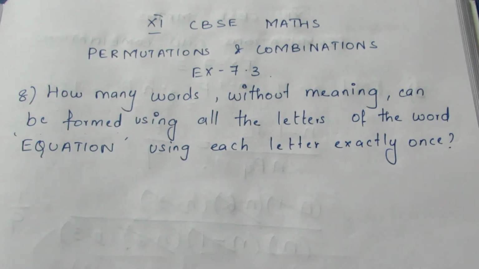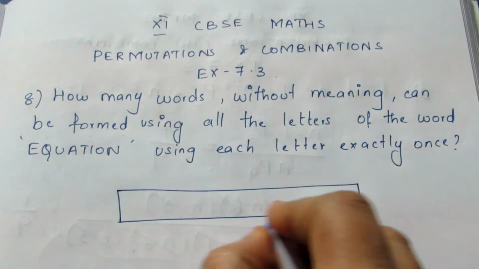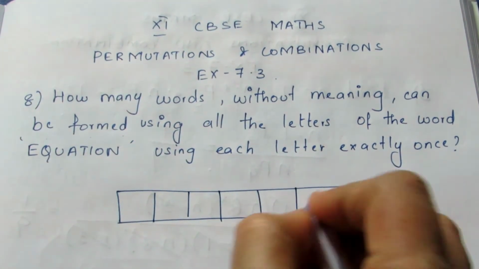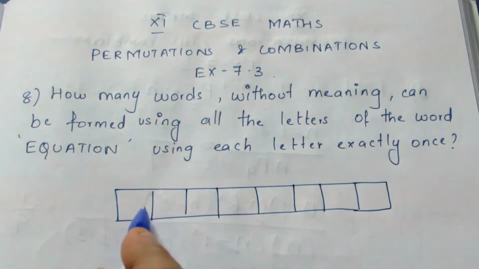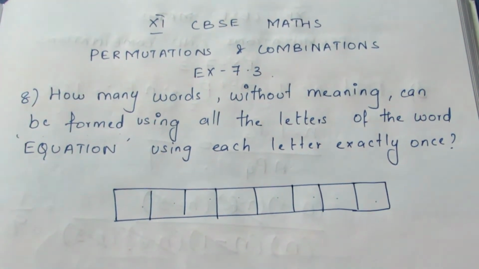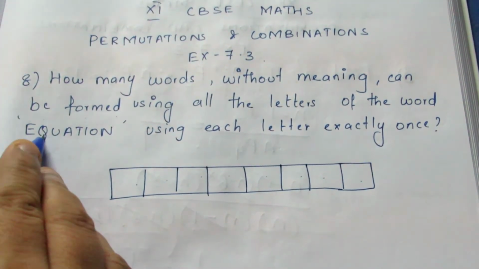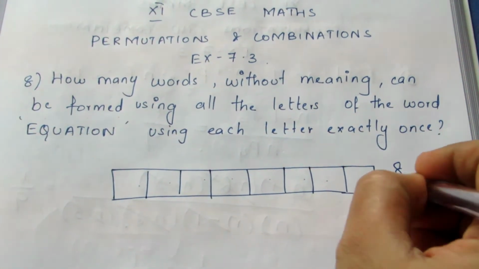Now, as we have done before, we used to draw boxes to fill each and every letter. We will find the number of ways each box can be filled. The same way we can use boxes for the word EQUATION. So I have written the number of boxes here as 1, 2, 3, 4, 5, 6, 7, 8. There are totally 8 letters.